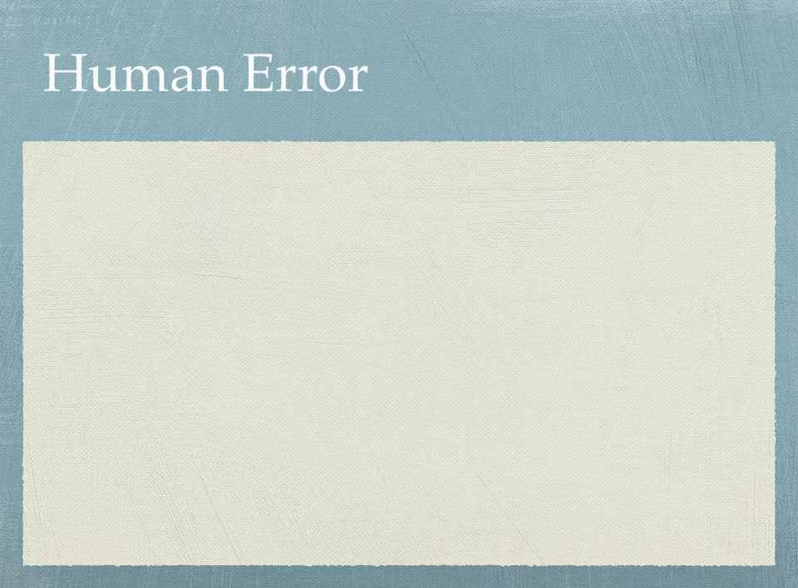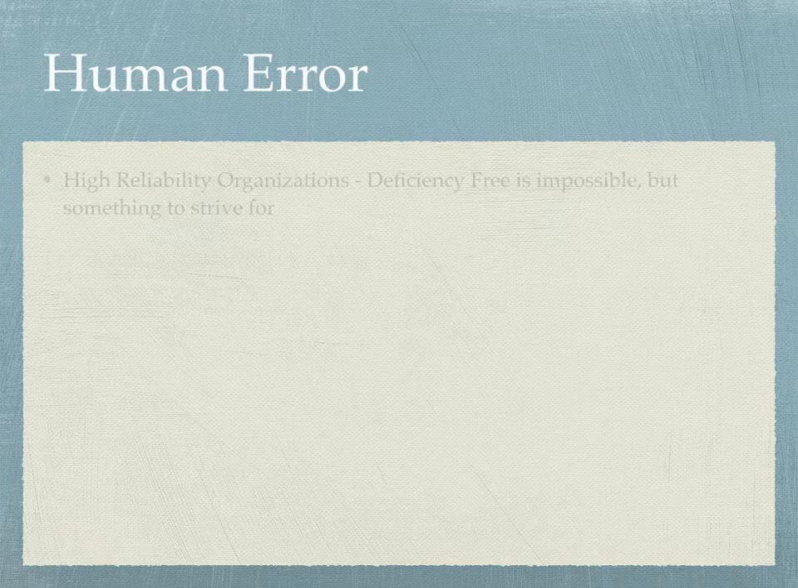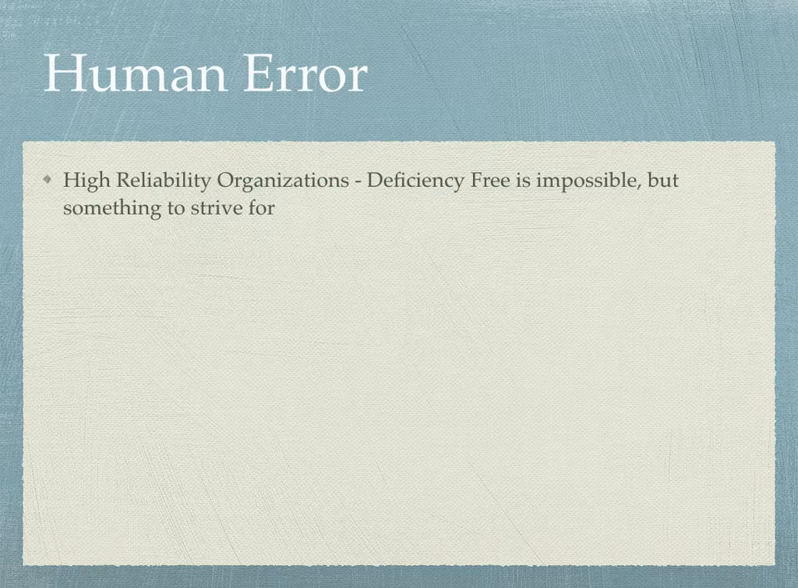As such, there has been extensive and ongoing research to address this issue. Here are some of the findings and action plans that have been identified. High reliability organizations have shown to be effective in performing near deficiency-free operations. Although deficiency-free is impossible, the goal of simply striving for this objective has produced positive results.